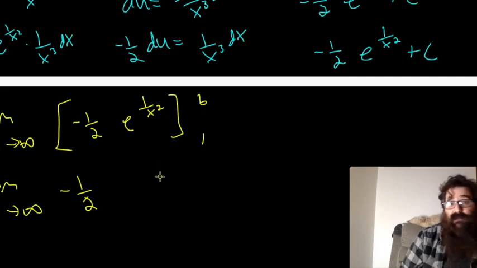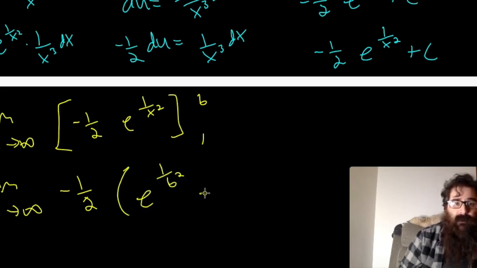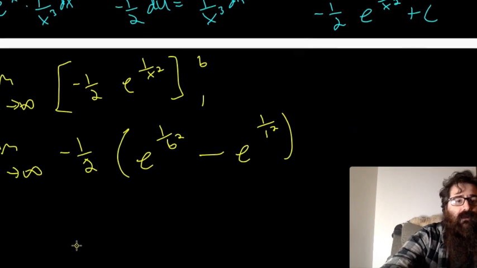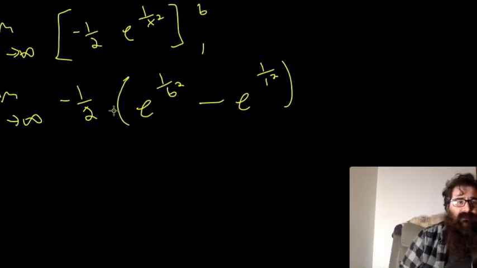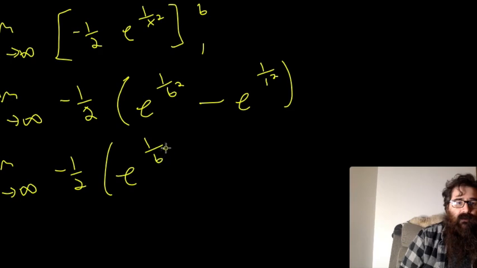You can leave it attached. It doesn't make a difference. I'm just not willing to babysit it right now. When I plug b in for x, I get e to the 1 over b squared. Minus, when I plug 1 in for x, I get e to the 1 over 1 squared. And I could go a little bit further with this before talking about the limit. Not much, though. Limit as b goes to infinity, negative 1/2 quantity e to the 1 over b squared minus, here I have e to the 1 over 1, which is e to the first, which is just classic e.